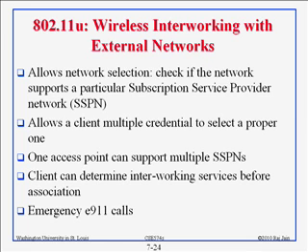So now you could have, for example, you could say, well, I can select T-Mobile and Verizon, one of the two. So you have multiple credentials. One access point can support multiple SSPNs, which is a carrier or service provider. Clients can determine interworking services before association. Before you associate, you can check that everything is fine, and then there are emergency 911 calls. And this allows you to basically make emergency calls. So basically there must be some way to say that this has to go to the 911.